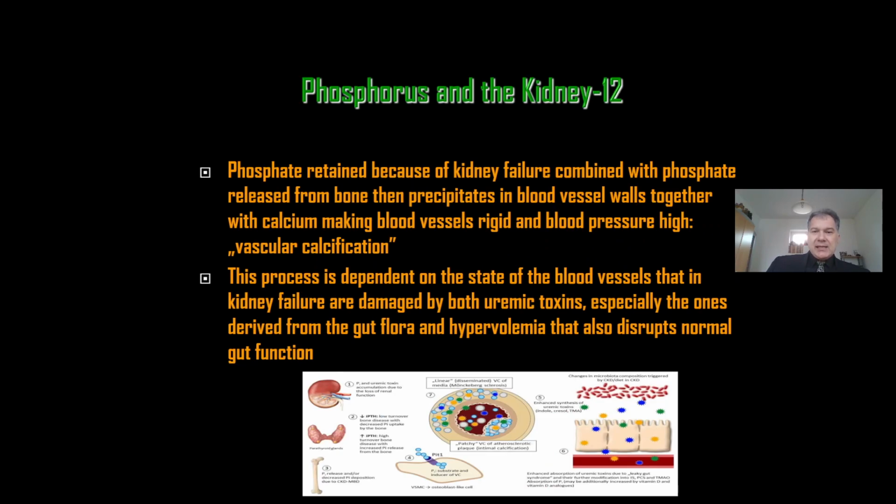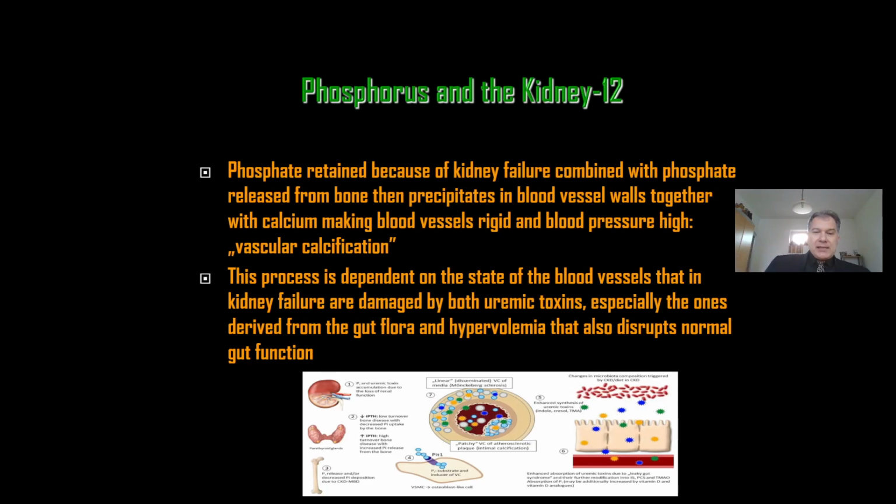Now, phosphate retained because of kidney failure, combined with phosphorus released from the bone, precipitates in blood vessel walls. And it's important to understand that this makes the blood vessels rigid, and therefore blood pressure will become higher. Blood pressure is a product of how rigid your blood vessels are, especially if you have a lot of extra salt and water in your body. Okay, so your blood vessels cannot compensate because they are rigid. And if they are rigid, your blood pressure is going to be immediately very high if you have even a little bit of extra salt and water in your body.